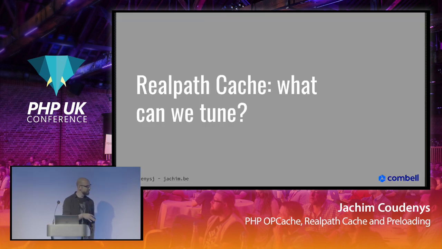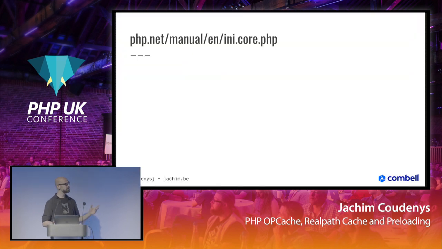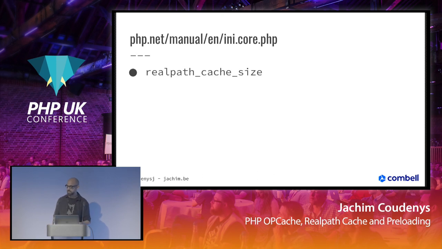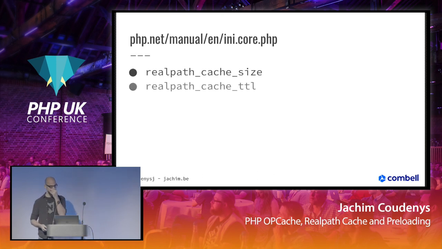So realpath cache, simple concept. There's a couple of things we can tune. We have some INI settings. We have the size, which is 4 megabytes. We have the time to live. On the server, just put it really high. It's not really that important. If you're in development and you want to benefit from it, put it a bit lower, just a small time to live.